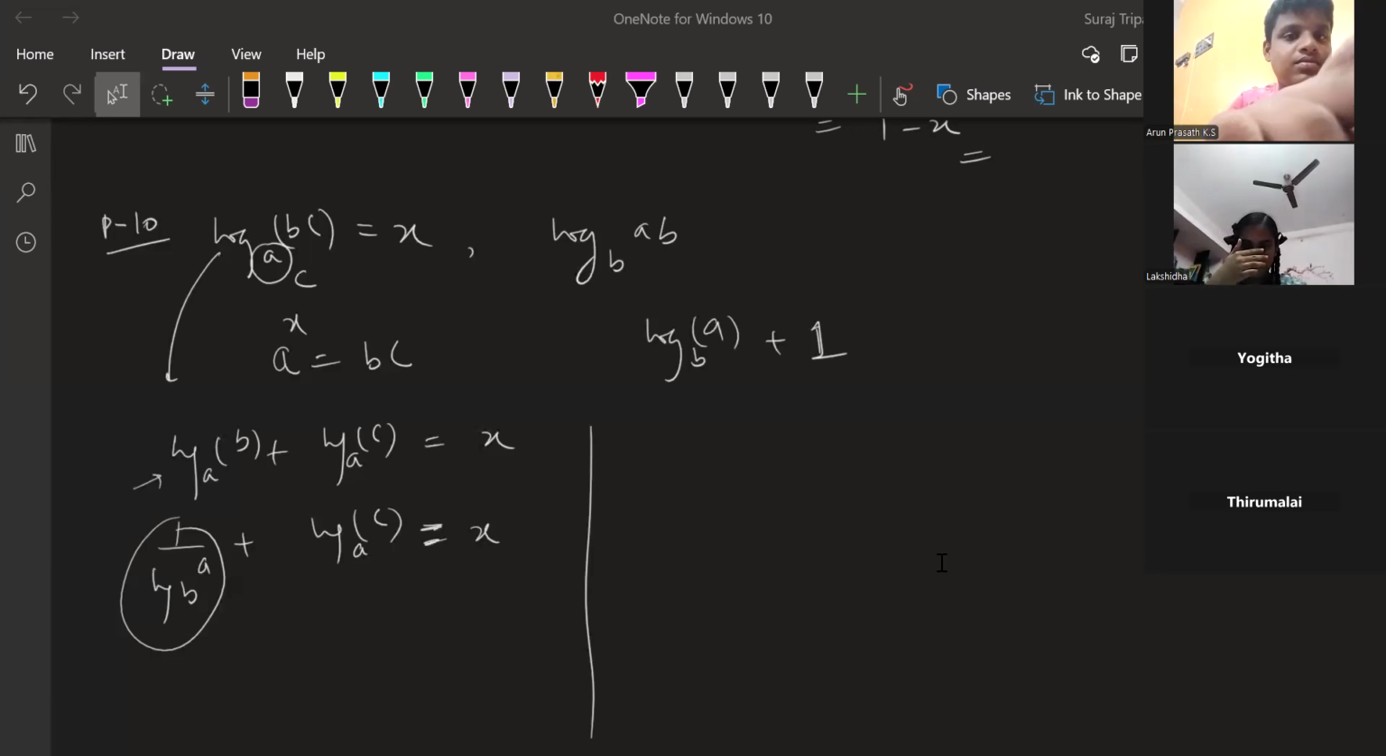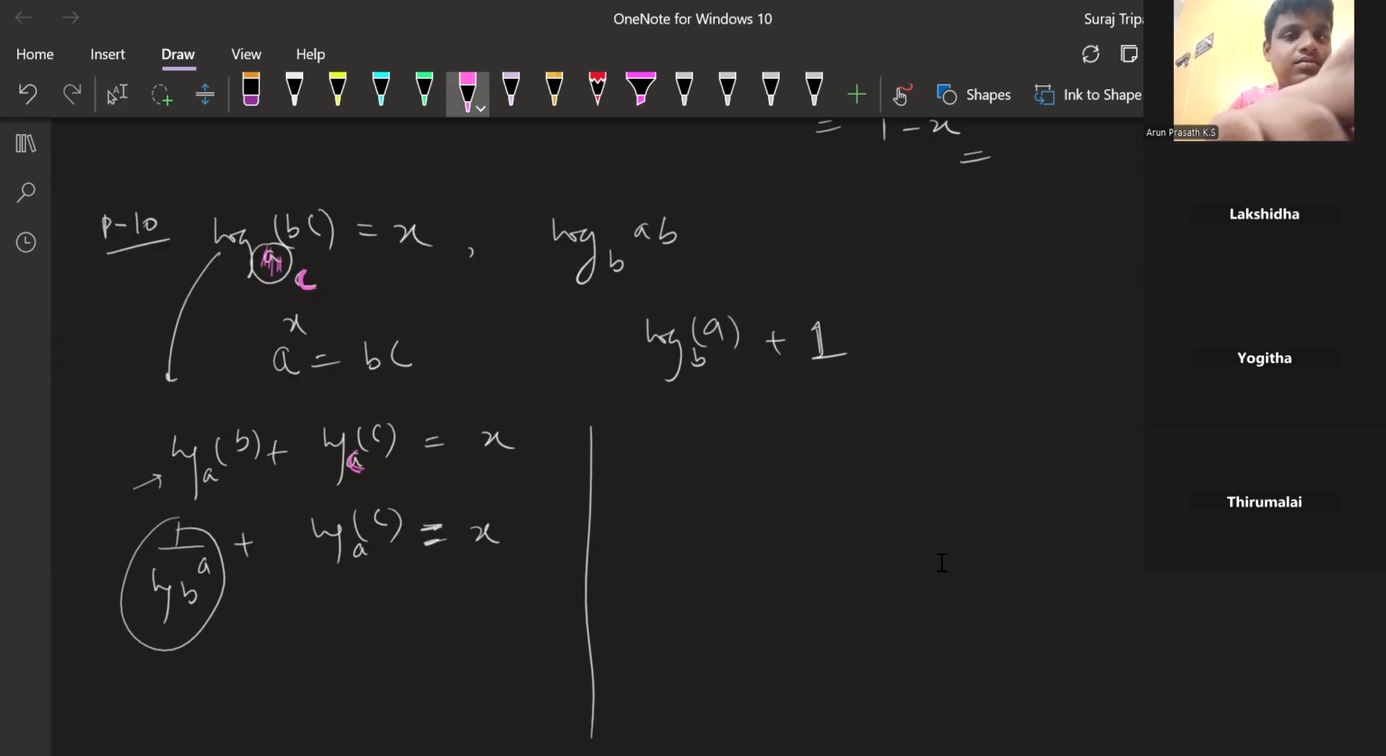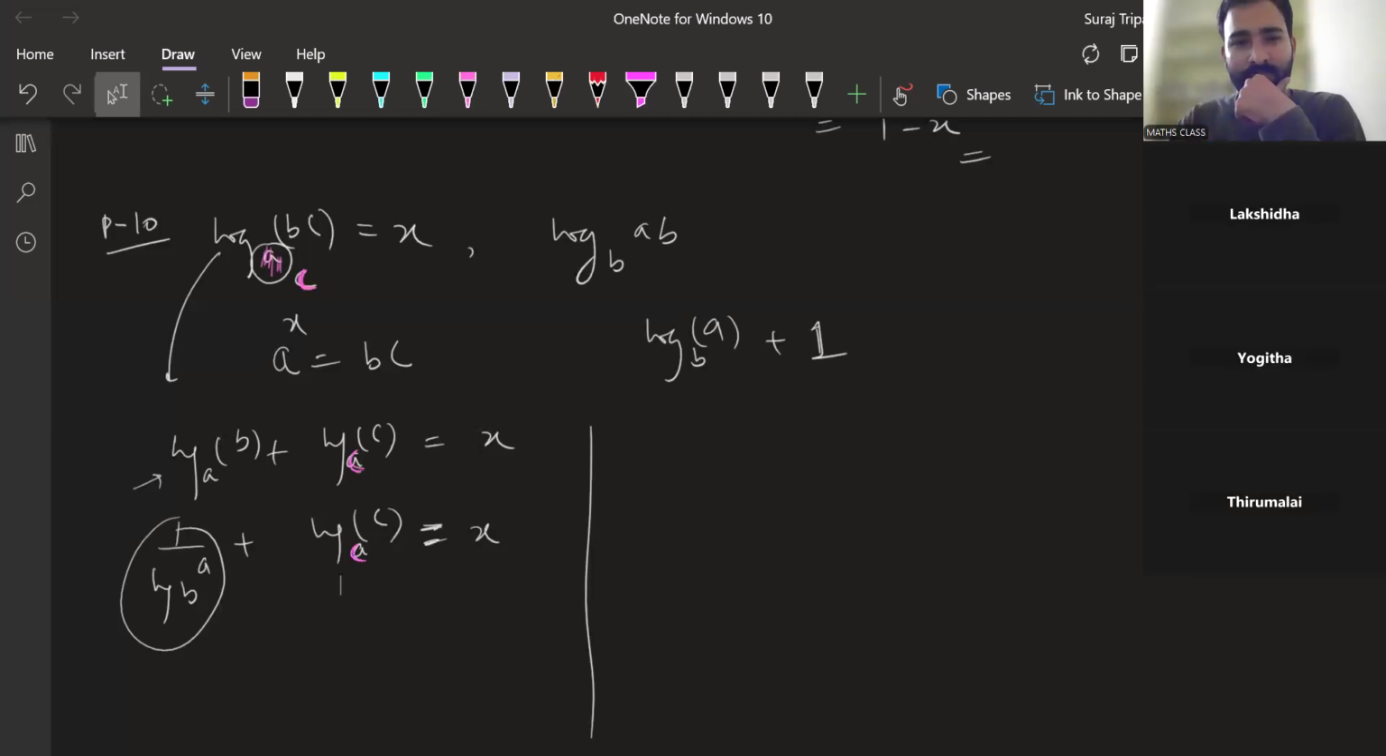See, in question number 10, in place of this A, put C. Then you will get the answer in terms of X only. As you can see here, C to the base C will become 1. This will be 1. Wherever A comes, I need to put a C, sir. Yes, just take C here. Okay, then you will get the answer.